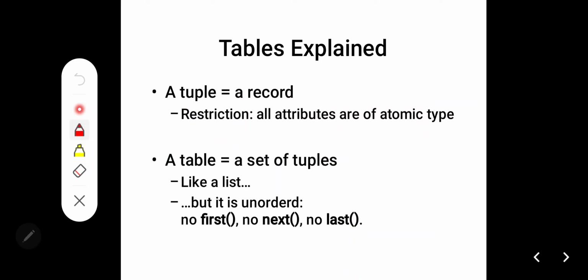Tables explained. A tuple is equal to a record. Restriction: all attributes are of atomic type. A table is a set of tuples, like a list, but it is unordered. No first, no next, no last, and so on.